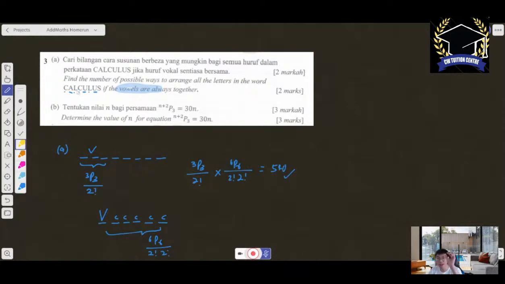Very important when a letter is repeated. For example, A, B, A, A. How to arrange this? 4 factorial, but the A is repeated 3 times, so you divide by 3 factorial. That's all. For a letter that is repeated many times, you divide by the factorial of how many times it is repeated. That's the main thing you need to know.